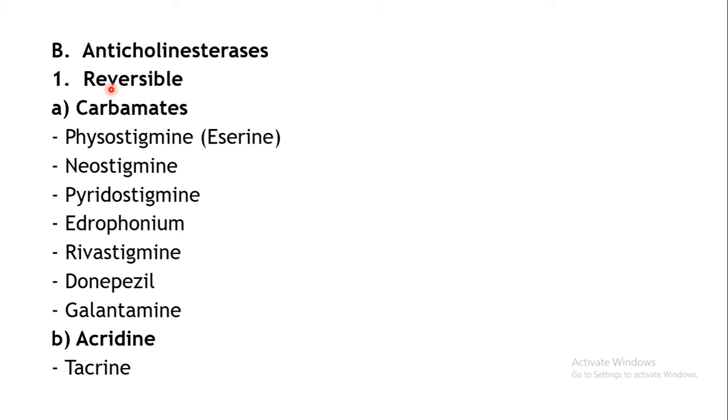So coming to the first subtype, that is reversible inhibitors. Again, these are divided into two: carbamates and acridine. Carbamates are physostigmine, neostigmine, pyridostigmine, edrophonium, rivastigmine, donepezil and galantamine. And acridine, tacrine is the example.